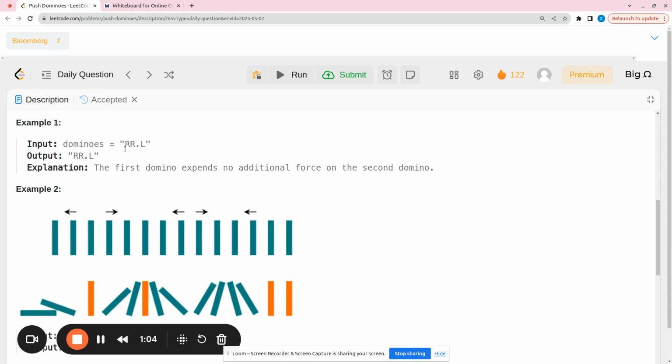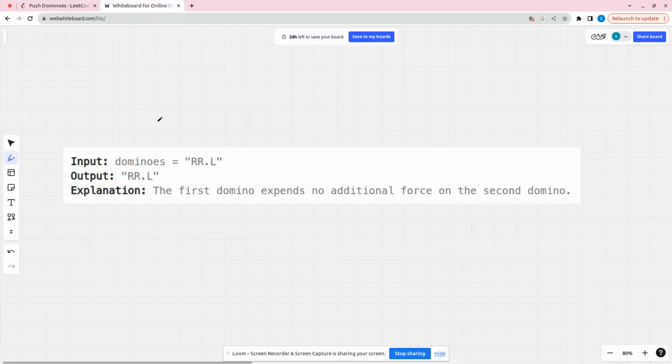So initially we are given a dominoes string which tells what the initial state is. If there is R, that means we have pushed that domino to the right direction. If there is L, we have pushed it to the left direction, and if it is a dot, then we have not pushed that domino. So we have to return the final state of the dominoes. We'll see an example so that we can better understand this question.